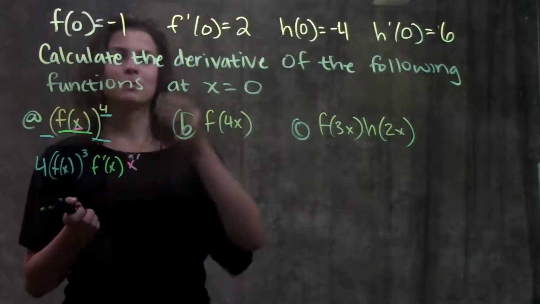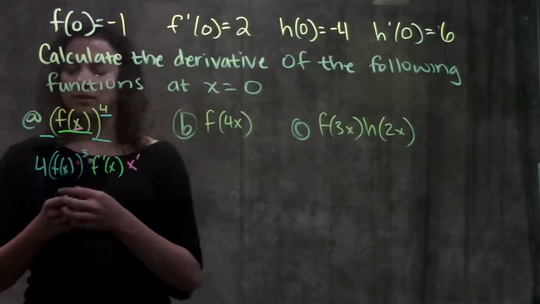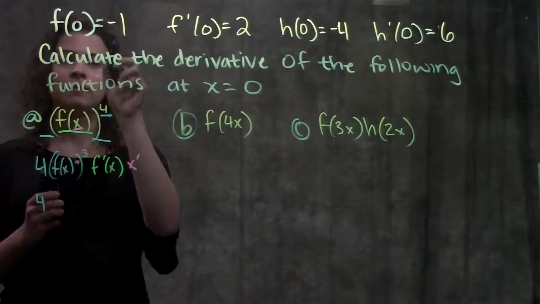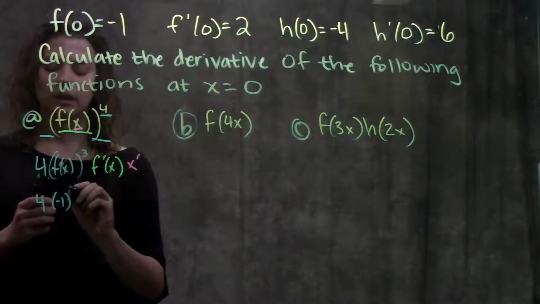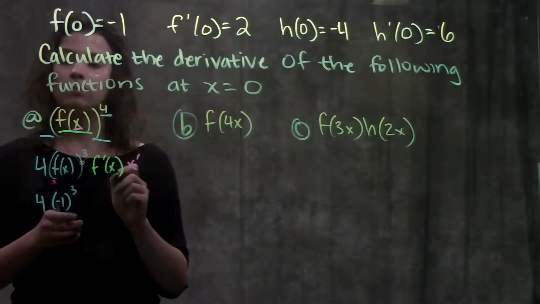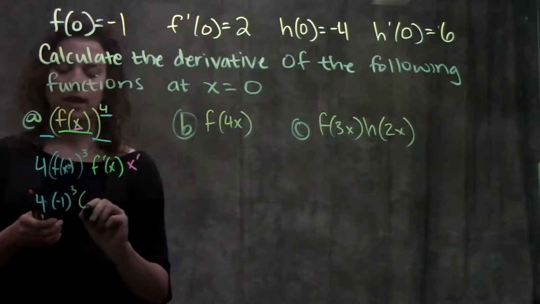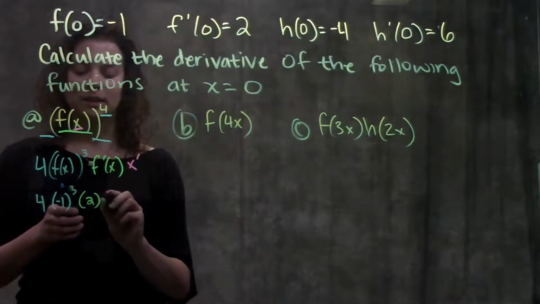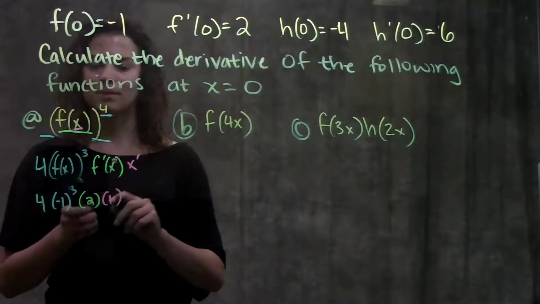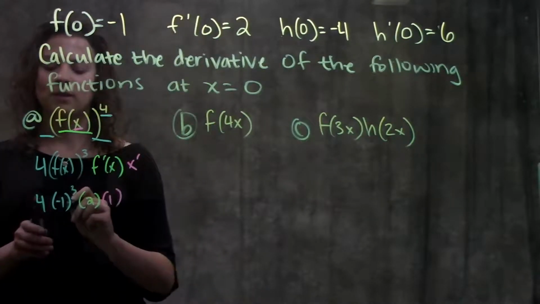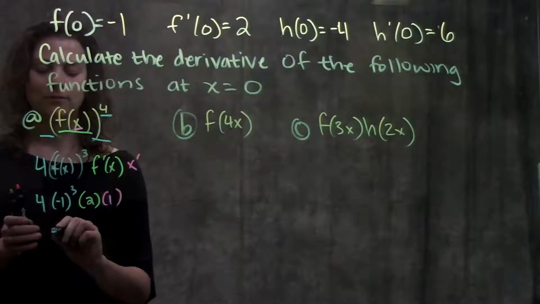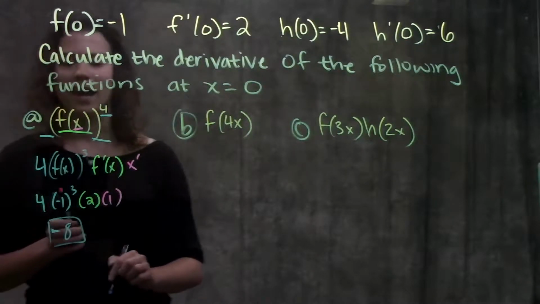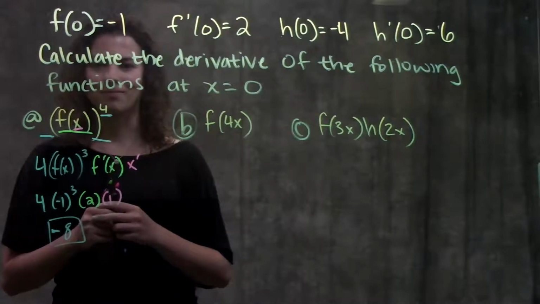Okay, and from here, I can just plug in all the values that they gave me. So I have 4 times f of x. They told me f of 0 is minus 1, cubed, times f prime of x. They told me f prime of 0 is 2, times x prime. Remember, the derivative of x is just 1. Now I simplify this a little bit. 4 times minus 1 cubed is going to leave me with minus 4, times 2. This becomes minus 8. And that's the answer for part A.